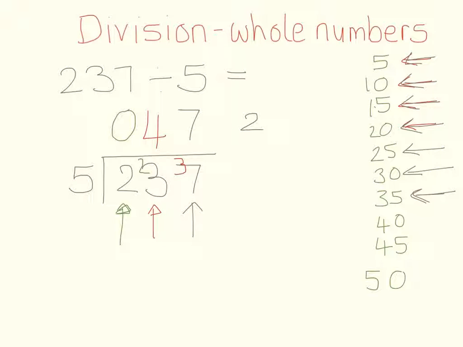Now, to write as a fraction, my remainder of 2 just becomes the numerator. I then draw my fraction line, and my denominator is the number I'm dividing by, which is 5. So 237 divided by 5 would actually be 47 and 2/5.